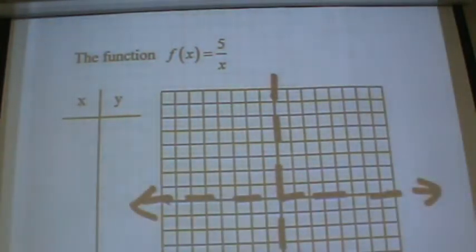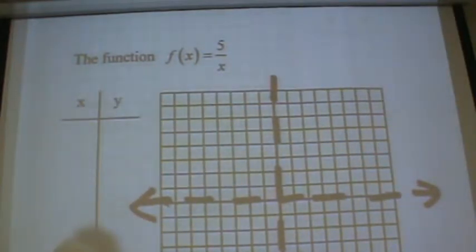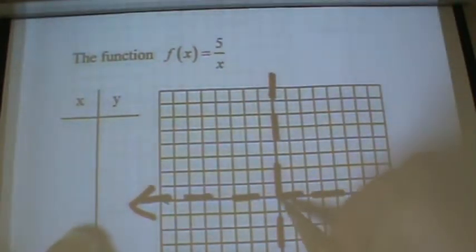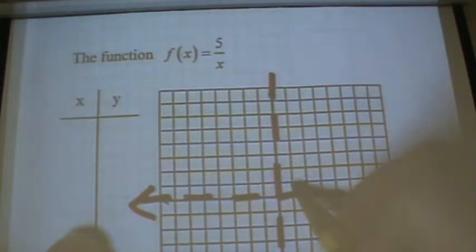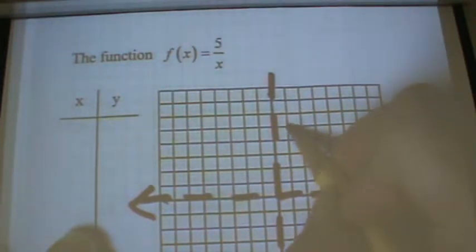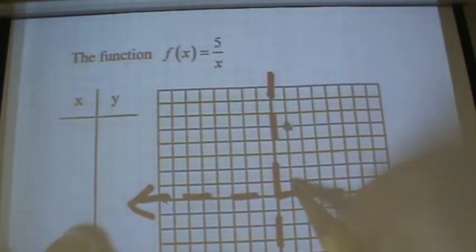And can you give me 4 rock solid points? What are the 4 points? 1, 5, 5, 1, negative 1, negative 5, negative 5, negative 1. Yep. Thank you, Travis.